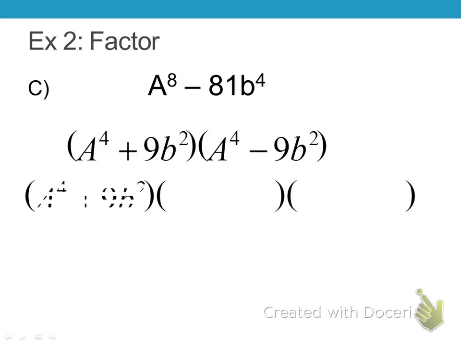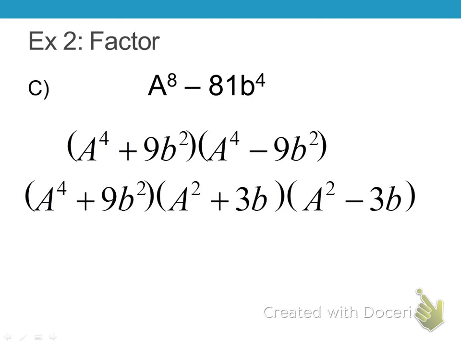So in the front, that guy stays the same. We have a to the fourth plus 9b squared. What would I have in the next set of parentheses? A squared plus 3b. A squared minus 3b. Very good.